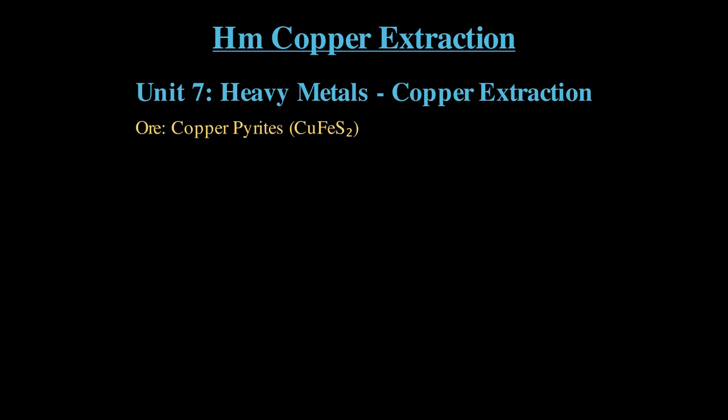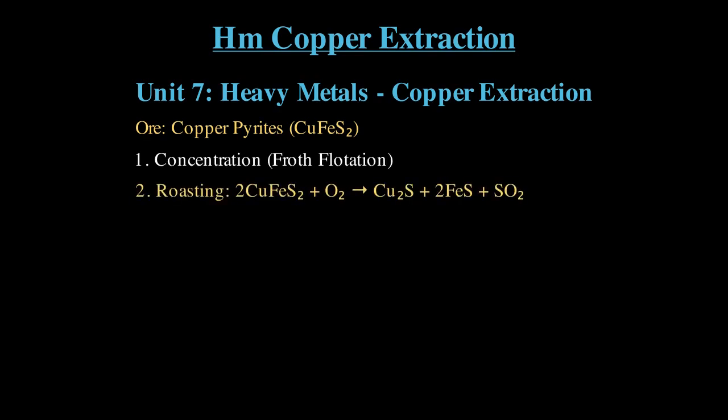First is concentration of the ore by froth flotation. The second step is roasting. In a reverberatory furnace, 2CuFeS2 plus O2 gives Cu2S plus 2FeS plus SO2. Third, we have smelting in a blast furnace, where we add silica as a flux. This removes iron impurities as slag, FeO plus SiO2 gives FeSiO3.